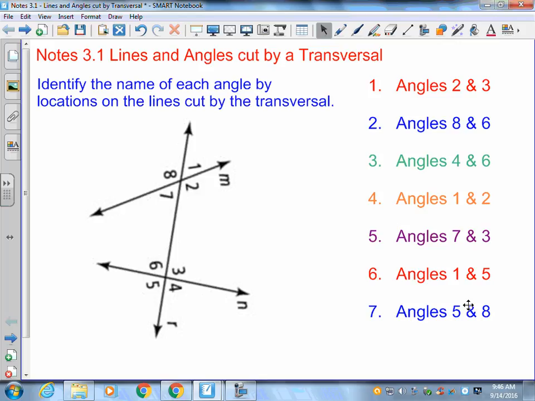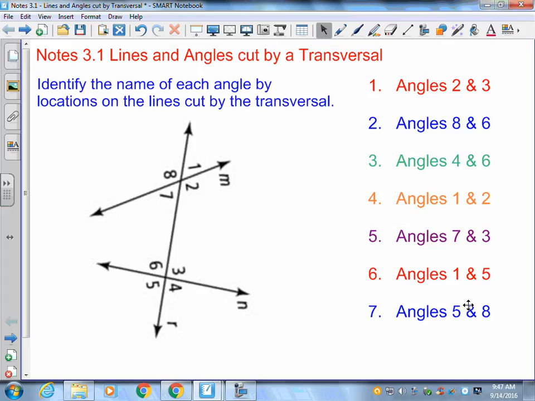Alright, so today's lesson's on lines and angles cut by a transversal. And the transversal is the line that goes across the other lines. And it can go across more than two lines. But the key here is we want to be able to identify the angles based on their position on the lines that they're cutting across versus which side the transversal they're on. Are they on the interior or the exterior? Are they on one side of the transversal or the other? Or maybe they're in that top left position like we talked about before.